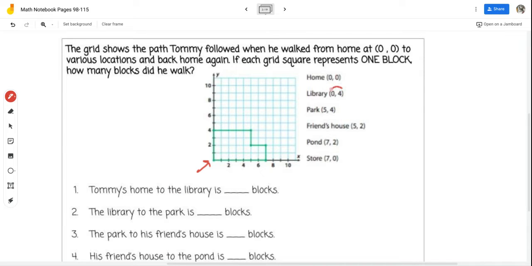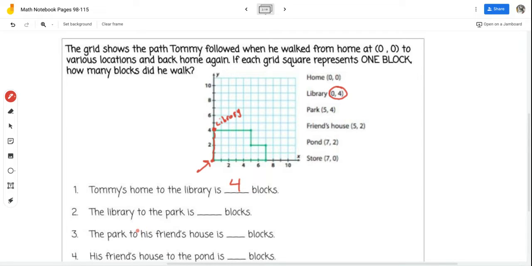Now it says Tommy's home to the library is how many blocks? Well, it says the library is 0, 4. So 0 on the x-axis, 4 on the y. This is the library right here. So if he's walking from here to the library, that is 1, 2, 3, 4 blocks away. So 4 blocks from his home to the library.